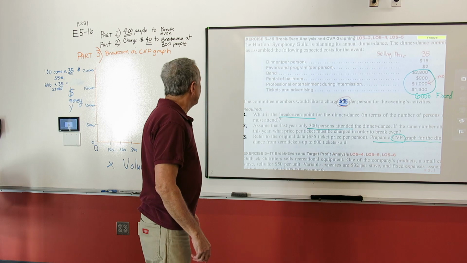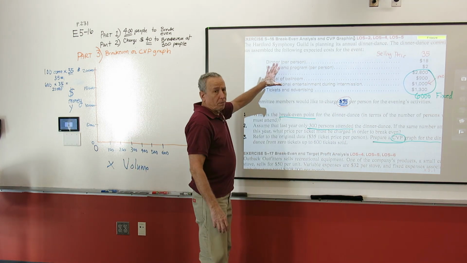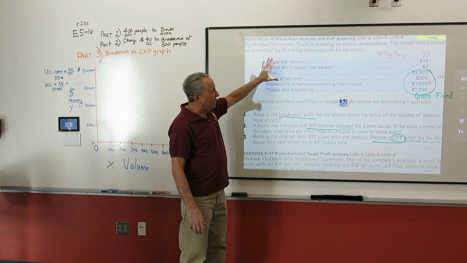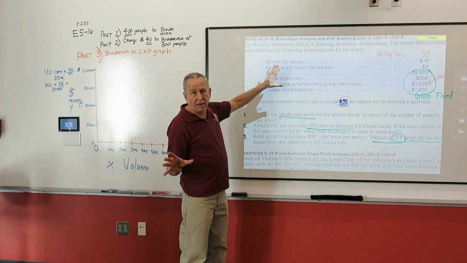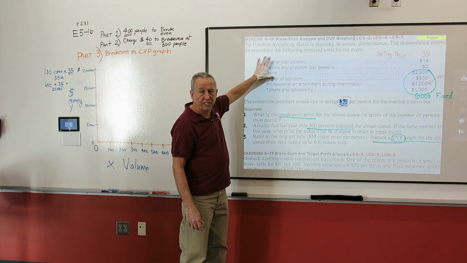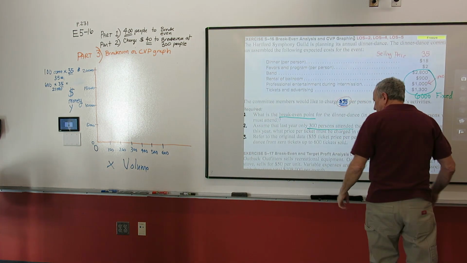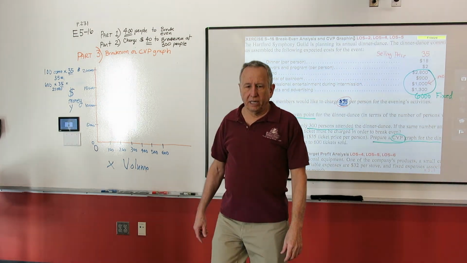We're working problem 5-16. It was a problem where basically we were trying to find out break even. Remember, cost, volume, profit, break even. And it was for a dinner dance. Do you remember that? It was a dinner dance. And again, we're going to basically, hold on, I left my marker up here.